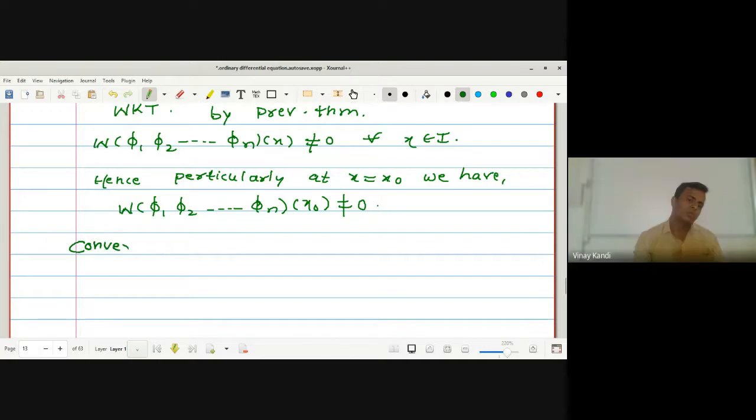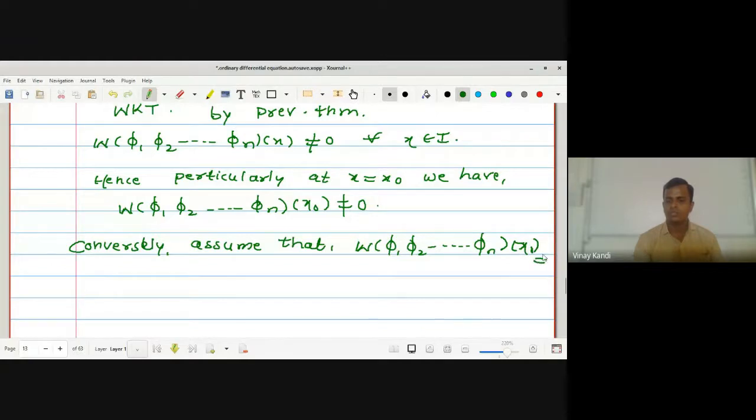No sir. Now conversely, assume that the Wronskian of phi 1, phi 2, up to phi n is not equal to 0 at the point x naught, and we have to prove that phi 1, phi 2, up to phi n are linearly independent.